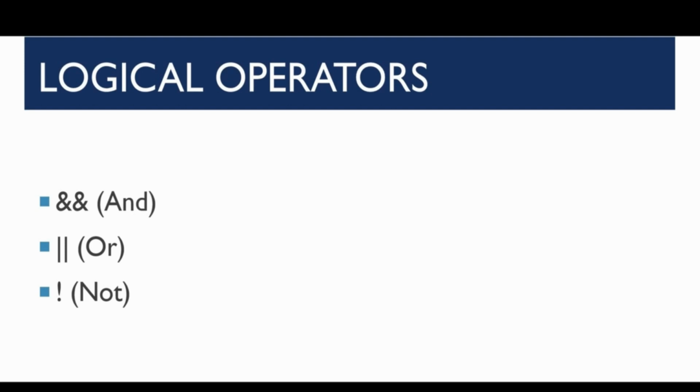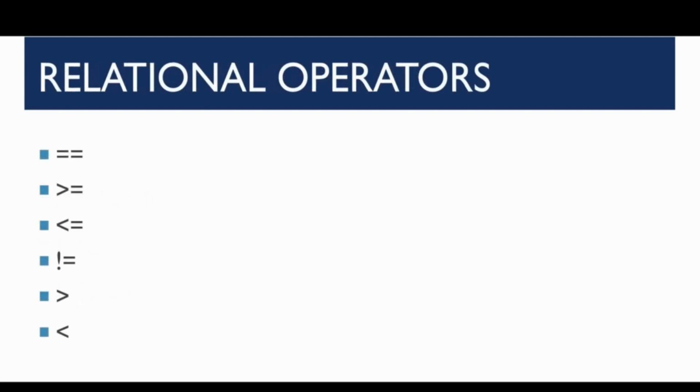Now let's take a look at the other type of operators, which is the relational operator. So what are the relational operators? They find out the relation between two conditions, two different variables, you can say. Basically there are six types of relational operators, which include equal to, greater than or equal to, less than or equal to, not equal to, greater than, and less than.